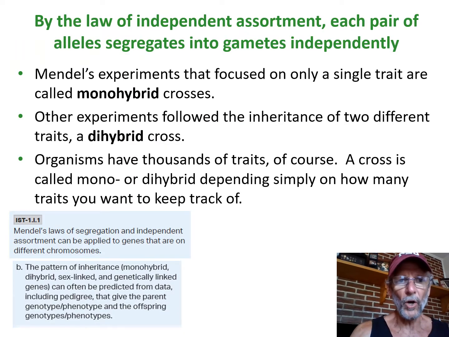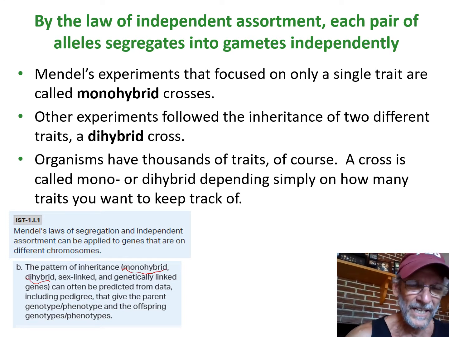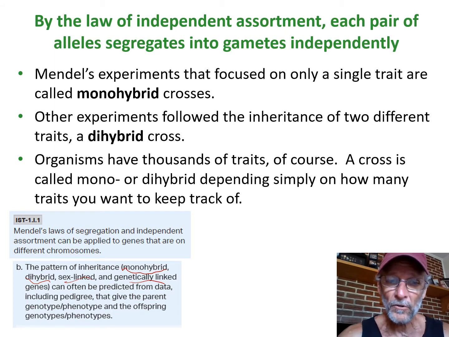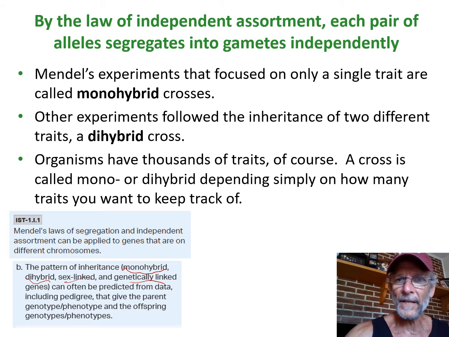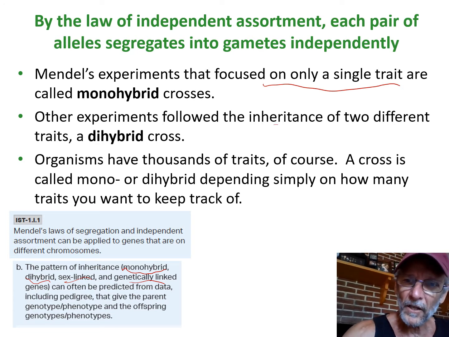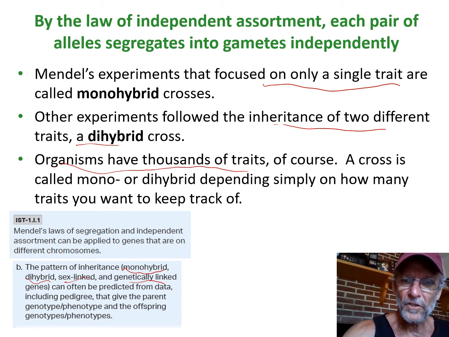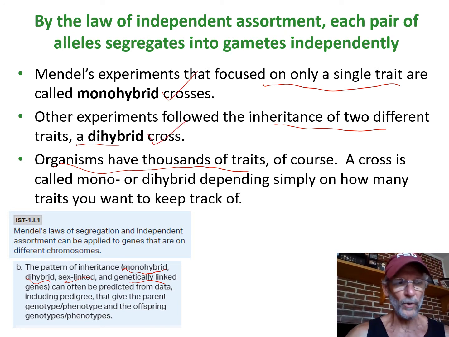Okay? So here we have in the syllabus the pattern of inheritance: monohybrid, dihybrid. That's not really a pattern of inheritance. This is not worded well. Sex-linked and genetically linked, that's next unit, but those are patterns of inheritance. Monohybrid simply means I'm only going to look at one trait when I cross these things. If I'm only going to look at two traits, I'm going to call that dihybrid, right? But organisms have thousands of traits. It depends on how many you look at in terms of whether you call it this or this. And so I don't know how they would work that into a question.